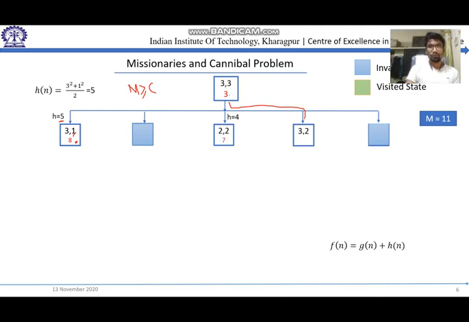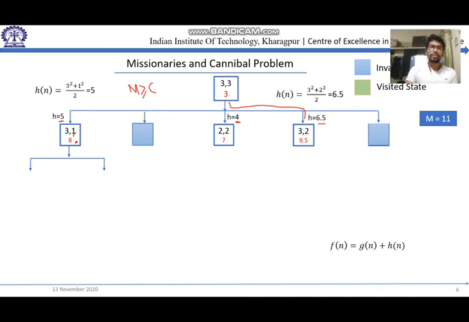So I will get the value for the heuristic function as 5, and after that if we calculate the function at this particular node, then I will get 3 plus 5, that turns out to be 8. Now whenever I have moved one missionary and one cannibal from the left to the right, then I will reach this state which is 2 2.